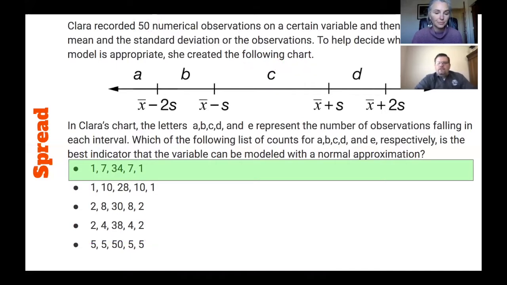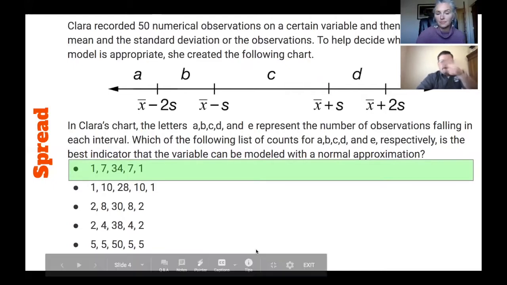It's also because outside of 2 standard deviations, remember, within it's 68 and then 95. So that means I have 5% of my data outside of that. And 5% of 50 would be about 2.5, which they've got 1 and 1 here, which is close to 2.5%. But we're going to talk more about that too.